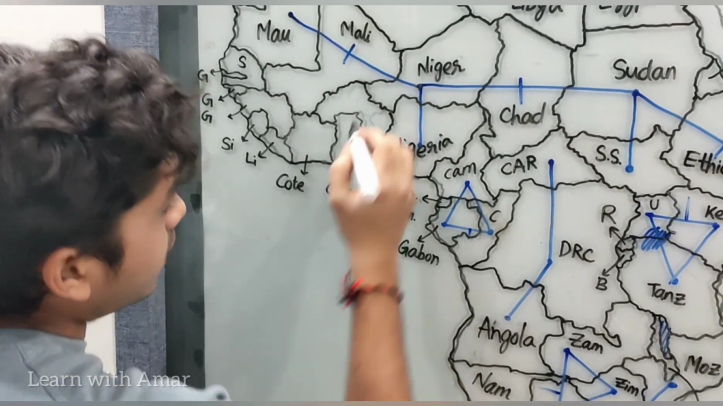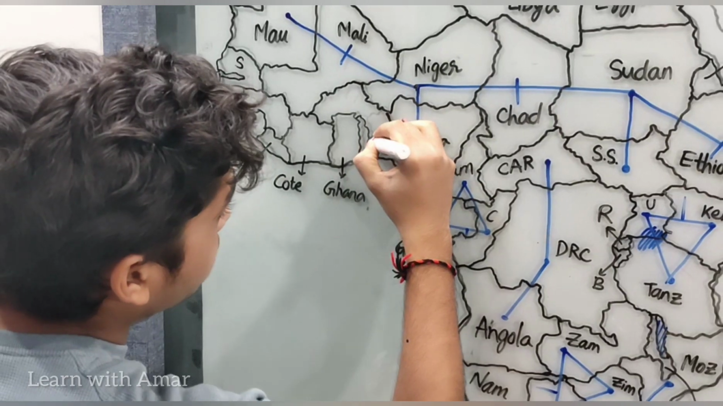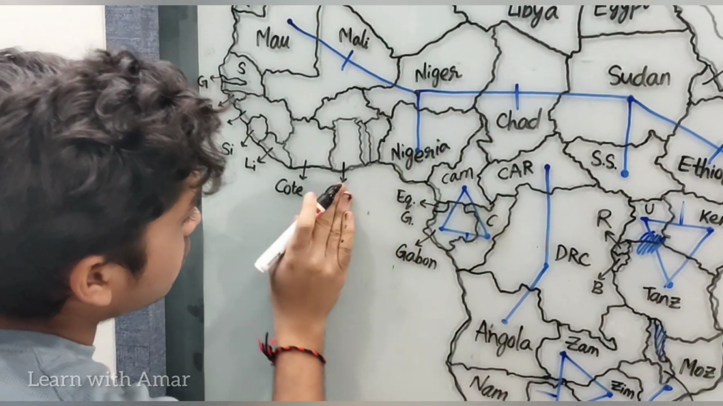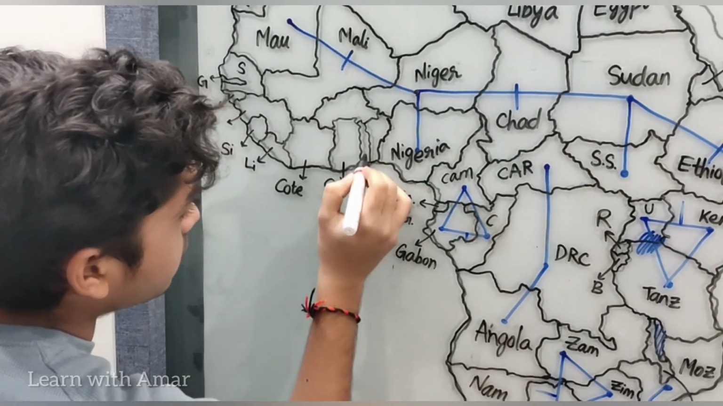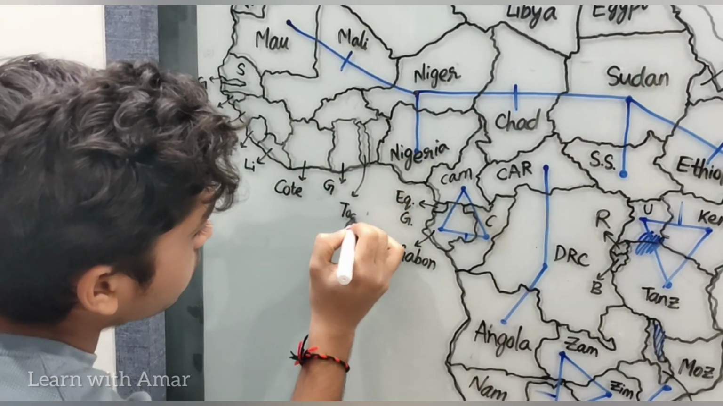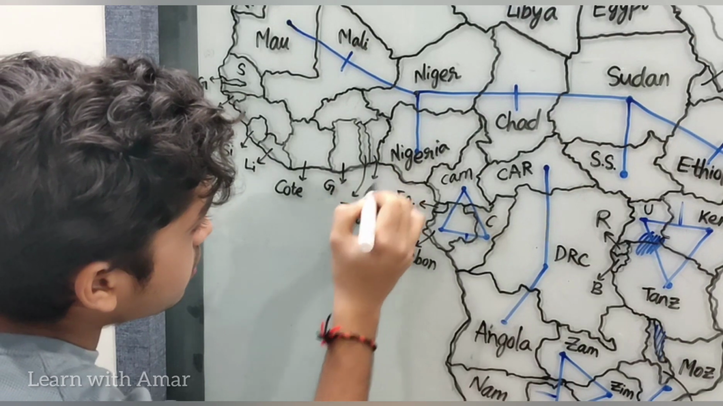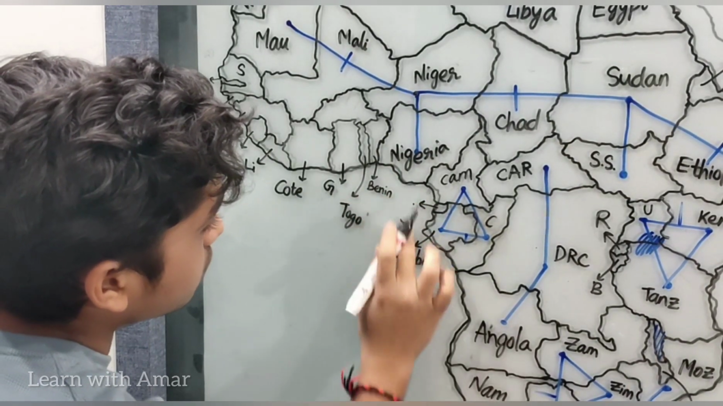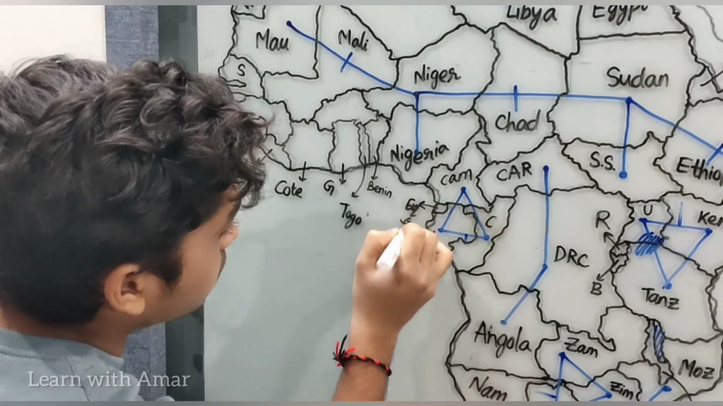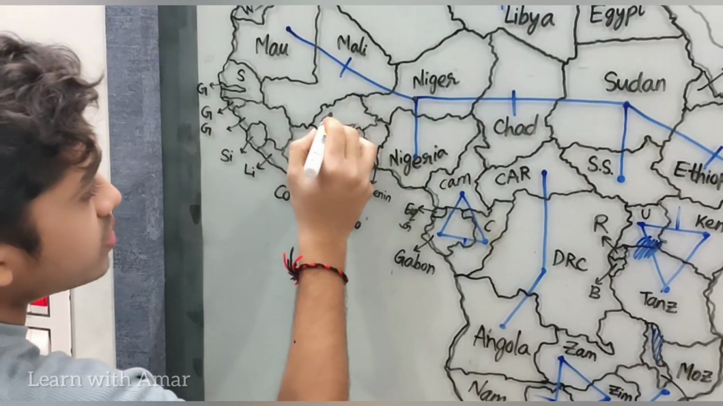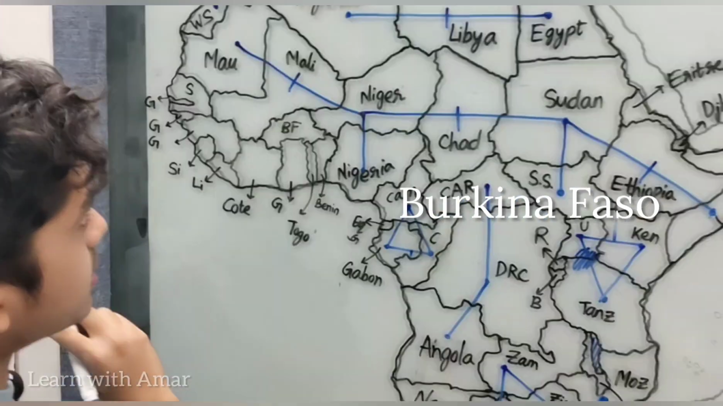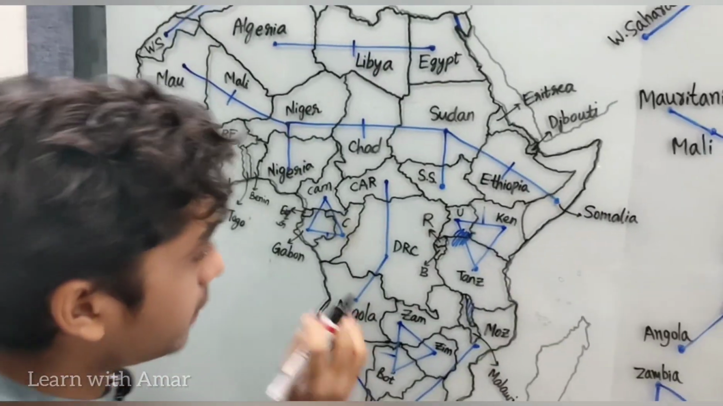Then we have two narrow countries. This is Togo and this is Benin. Then we have this right here, this is Burkina Faso. These are all the small countries that are present here. We have completed the mainland Africa.